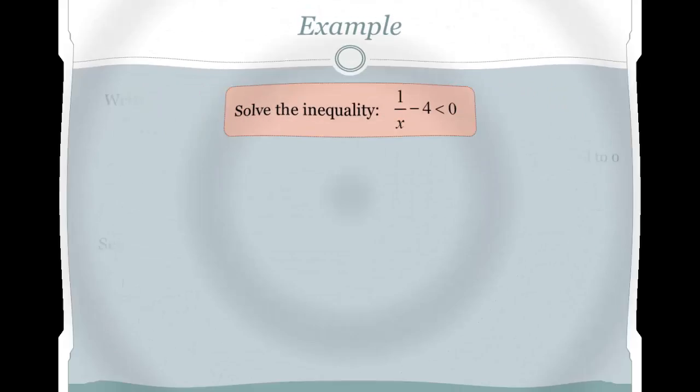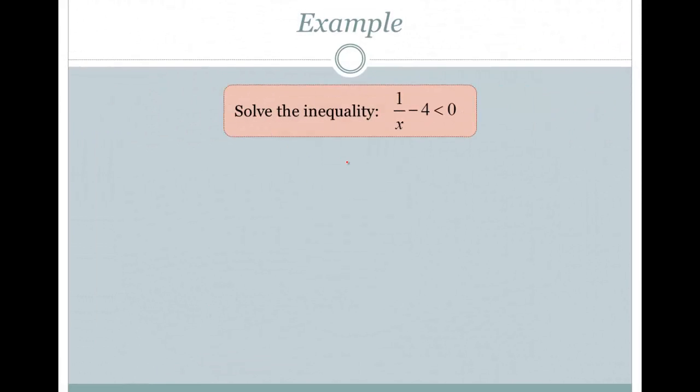Let's do a couple examples. Solve this inequality. This one's actually set up pretty nicely for us. We have the expression on the left and 0 on the right-hand side. What we want to do here is get a common denominator, which is just x. And so you should see that this is (1 - 4x)/x.